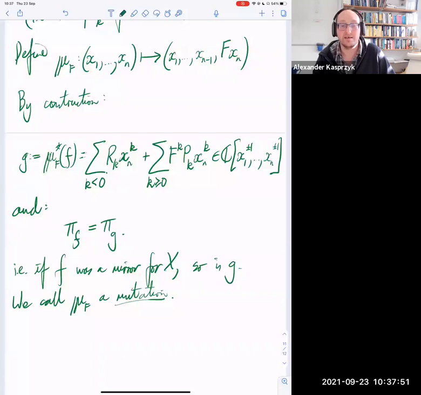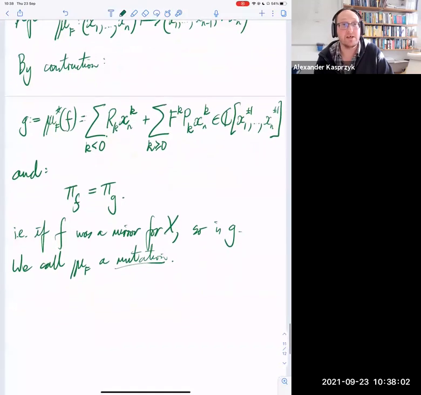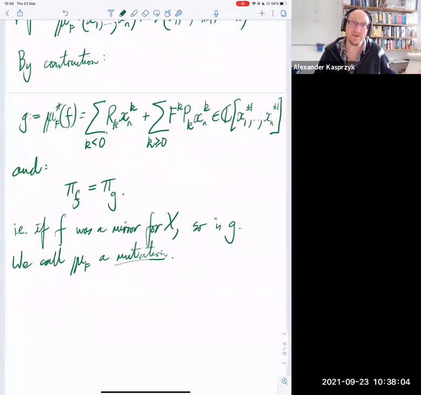Okay. And you can show, in fact, that if F and G are mutation equivalent Laurent polynomials, then the corresponding toric varieties are Q-Gorenstein deformation equivalent. The converse would be lovely to prove, but we can't do that yet. So the converse would be that if you have two toric varieties that are Q-Gorenstein deformation equivalent, then the corresponding mirrors are related by a sequence of mutations.